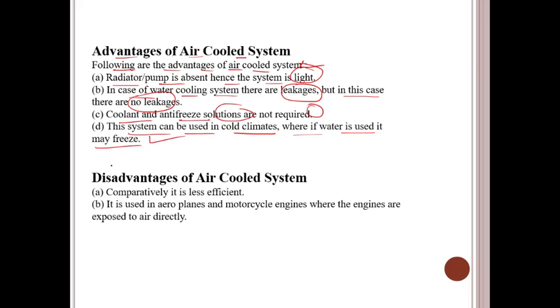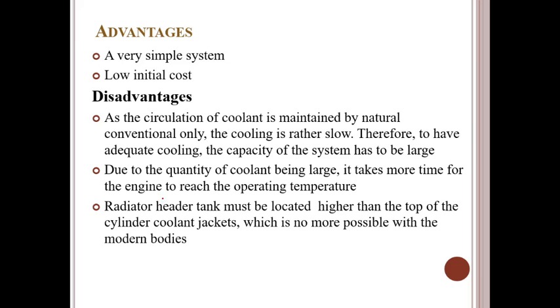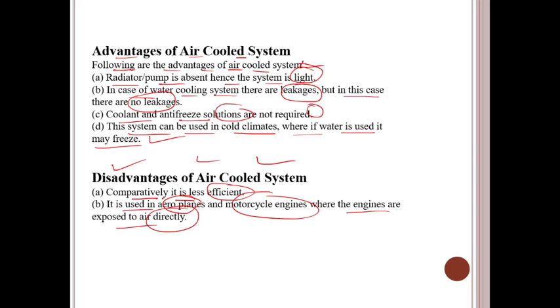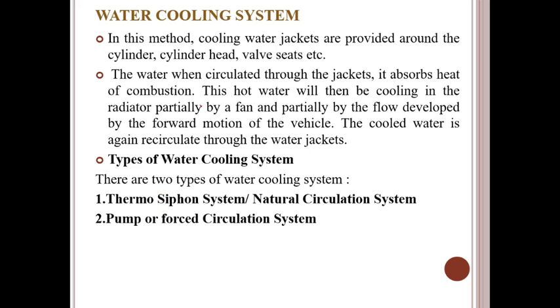This system can be used in cold climates where water may freeze. What is the disadvantage of the air cooling system? Comparatively, it is less efficient. It is used in aeroplanes and motorcycle engines, where the engines are exposed to air directly. So this is the simple explanation of the air cooling system.